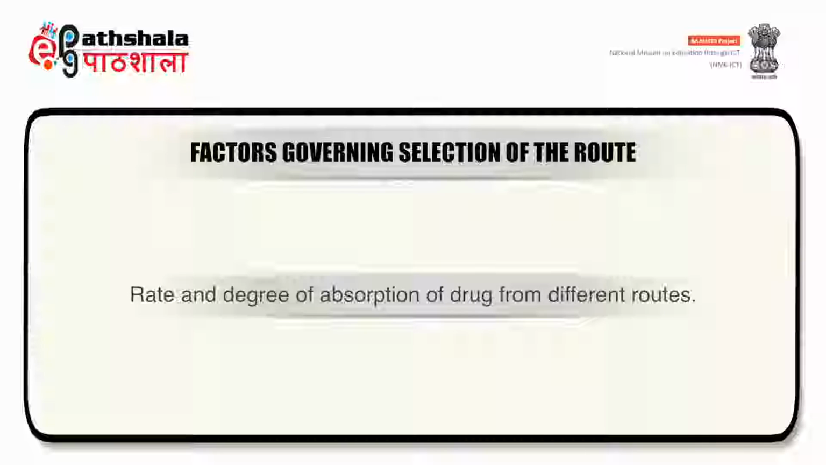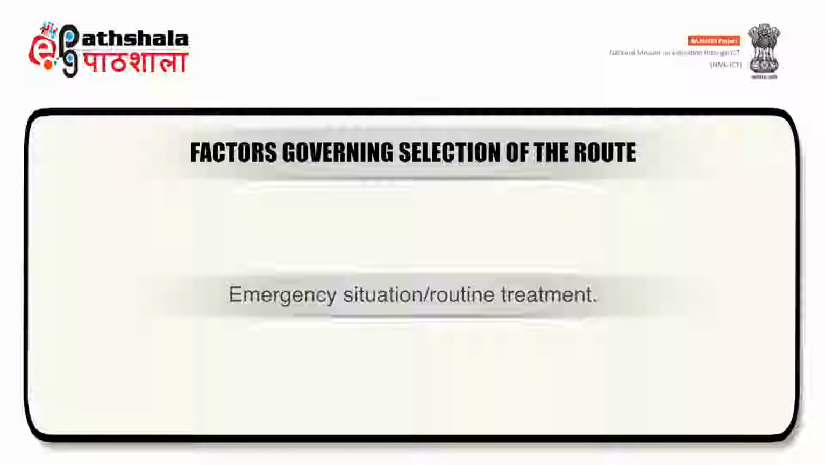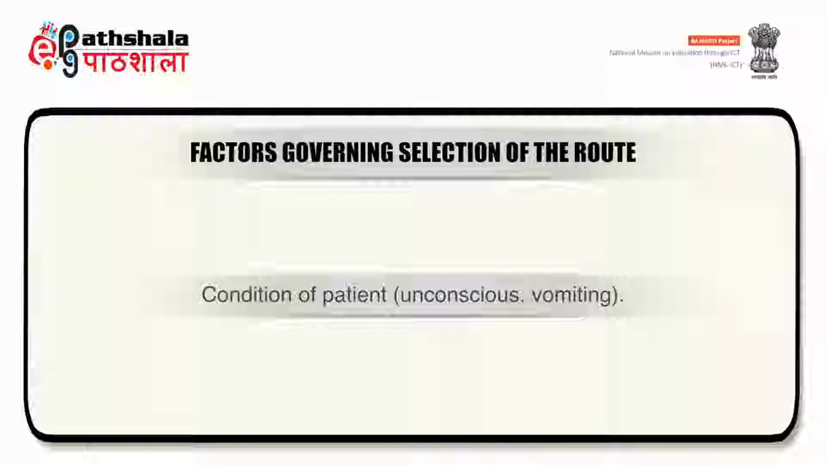Number 3. Rate and extent of absorption of drug from different routes. Number 4. Effect of digestive enzymes and liver metabolism on the drug. Number 5. Urgency with which the response is desired. Number 6. Accuracy of dosage required. And finally, the condition of patient. Like if the patient is unconscious and vomiting, you cannot give the drug by oral route.